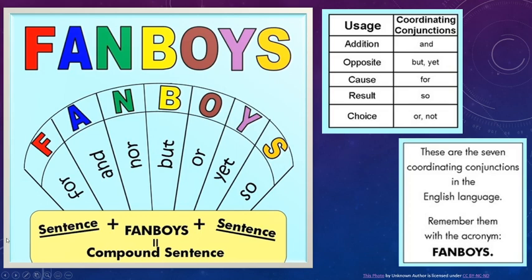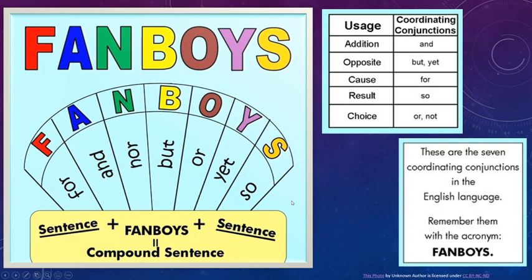Let's see first the coordinating conjunctions, then we'll look at the subordinating conjunctions, and then we'll look at some examples. We've actually talked about coordinating conjunctions before, but I thought it would be good to review them real quick. So in order to remember which are the seven coordinating conjunctions in English, you should memorize the acronym FANBOYS. FANBOYS stands for for, and, nor, but, or, yet, so.